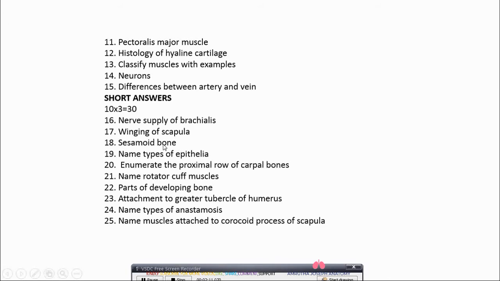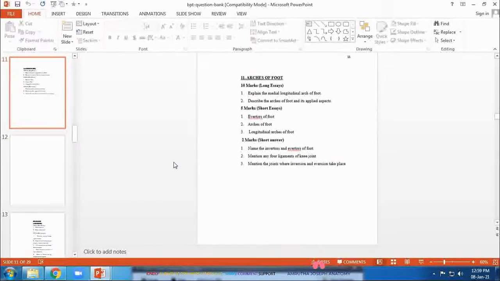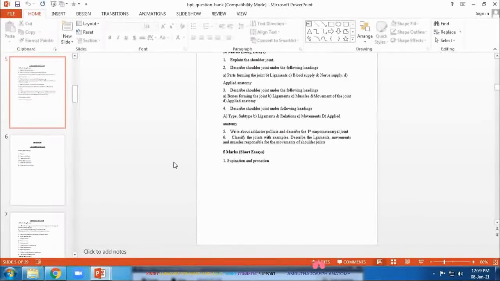Now let's discuss the next part, that is the lower limb, the questions from the lower limb. These are repeated questions from the lower limb. So let's begin with that. We have seen the upper limb in the last class, so let's begin with the lower limb. We have divided it into subcategories. So let's see this.